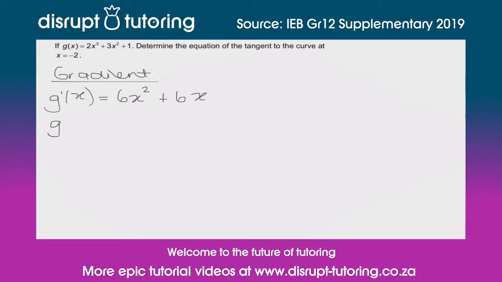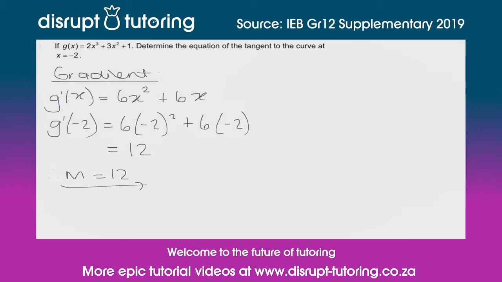Now we can substitute in the point they've given us, which is minus 2. That's going to be 6 times minus 2 squared plus 6 times minus 2. When we calculate that, that therefore means that g dash of minus 2 is going to give us 12. Therefore, the gradient equals 12 of this particular curve. Now we need to find the y point in order to calculate this equation.